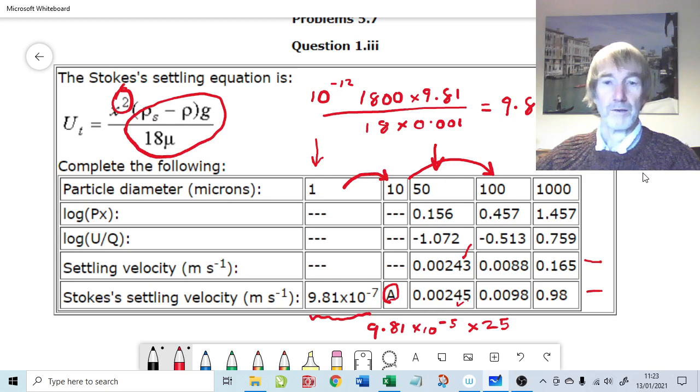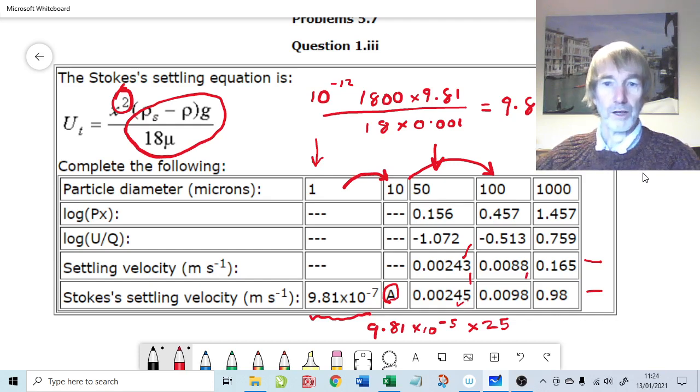What we're saying here is that the error in the Stokes settling equation is small. It's 2 in 243 if you compare these two values. So 2 in 243 is such a small percentage. Stokes' equation is okay. It's valid at 450 microns. The error is so small.